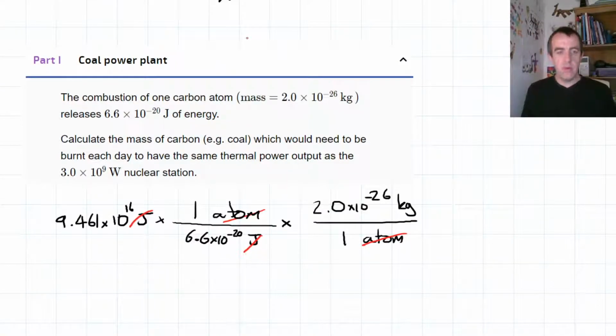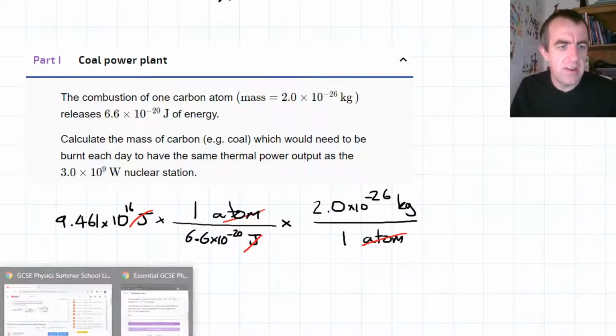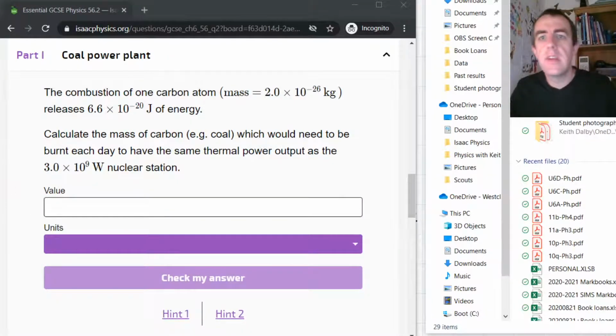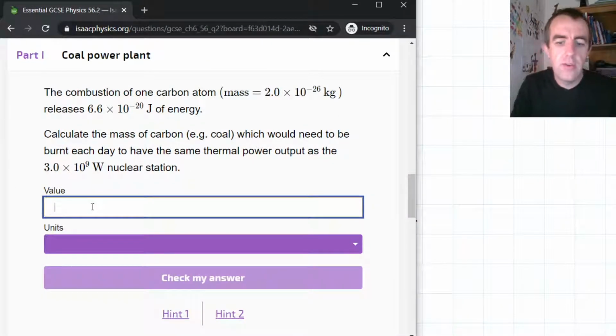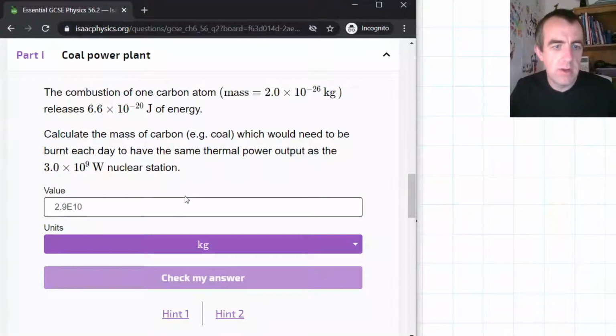So 9.461 E16 divided by 6.6 E20 minus, and then multiplied by 2 E26 minus. Miskeyed that. And that gives me a huge number. Should we check it's right before I write it down? Because that number was big. That was 2.9 E10 kilograms. Huge amount. Surely that can't be right.